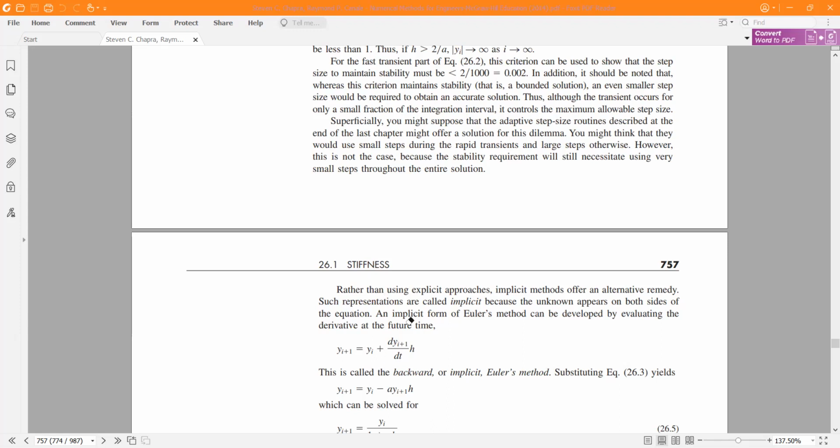You can see this equation and identify what change has been made there. Your previous algorithm was y i plus 1 equal to y i plus dy i by dt multiplied by h. This is the slope estimated at the initial value. But here you see that the slope is estimated at a value that is not yet known to you, isn't it? Is y i plus 1 known to you?